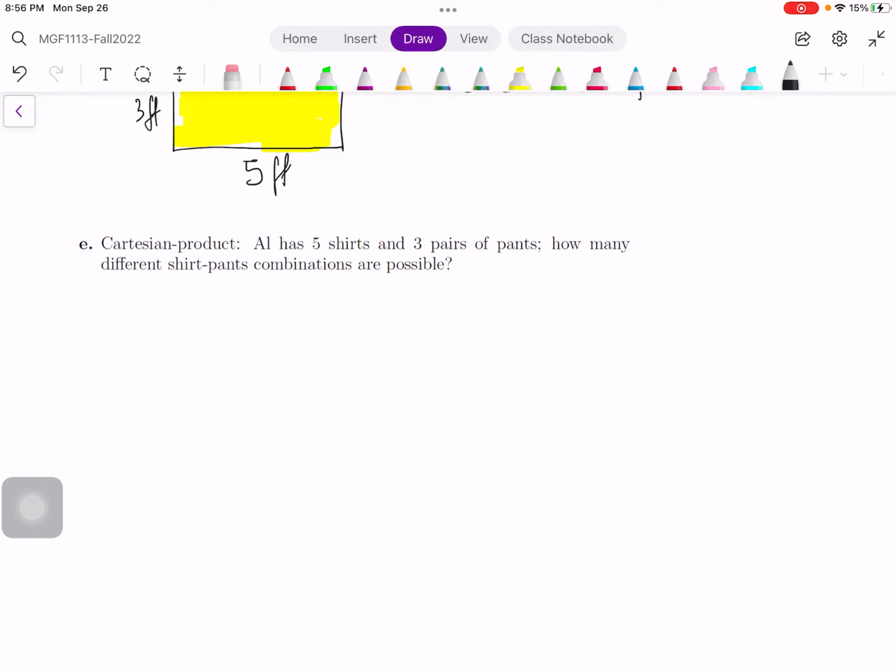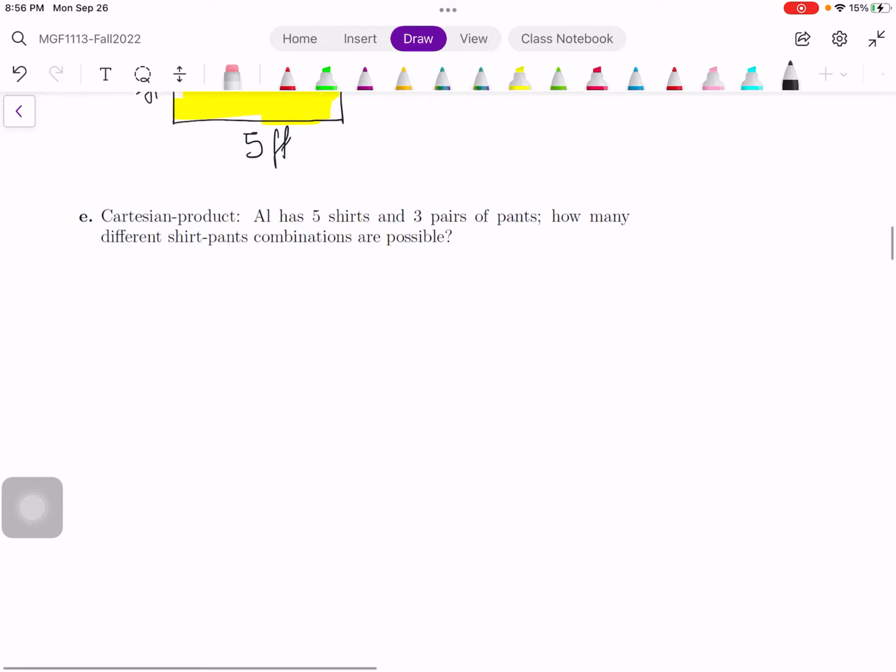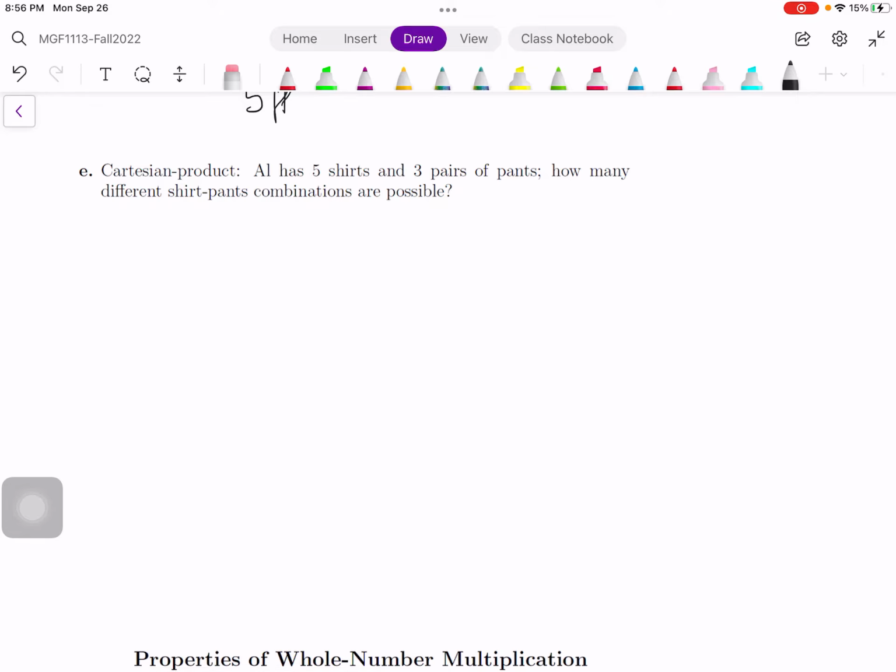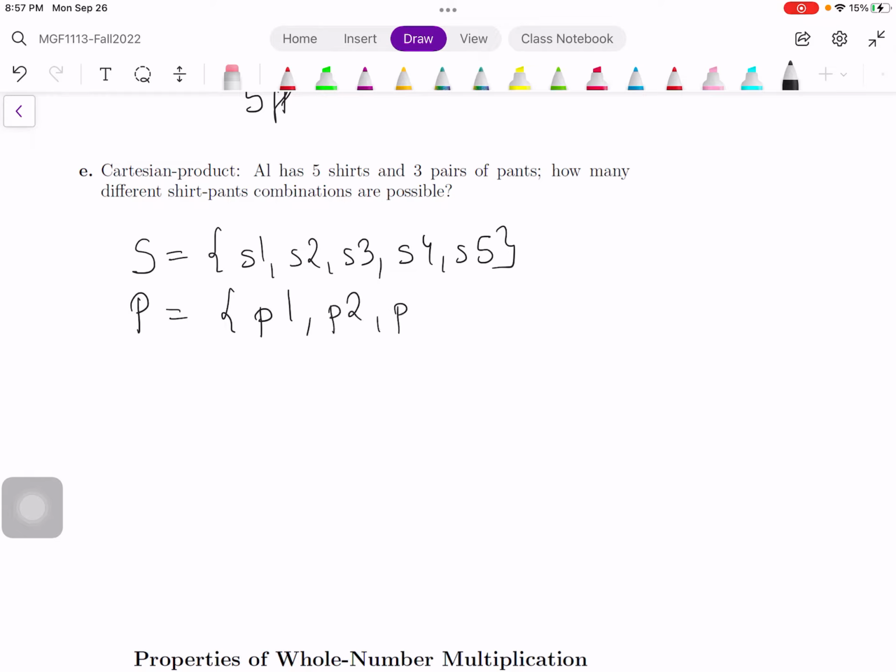Al has 5 shirts and 3 pairs of pants. How many different shirt-pants combinations are possible? So we have 5 shirts. Let's say we have a set of shirts. I'm going to call it shirt 1, shirt 2, shirt 3, shirt 4, shirt 5. And we have a set of pants: first pair of pants, second, and third.